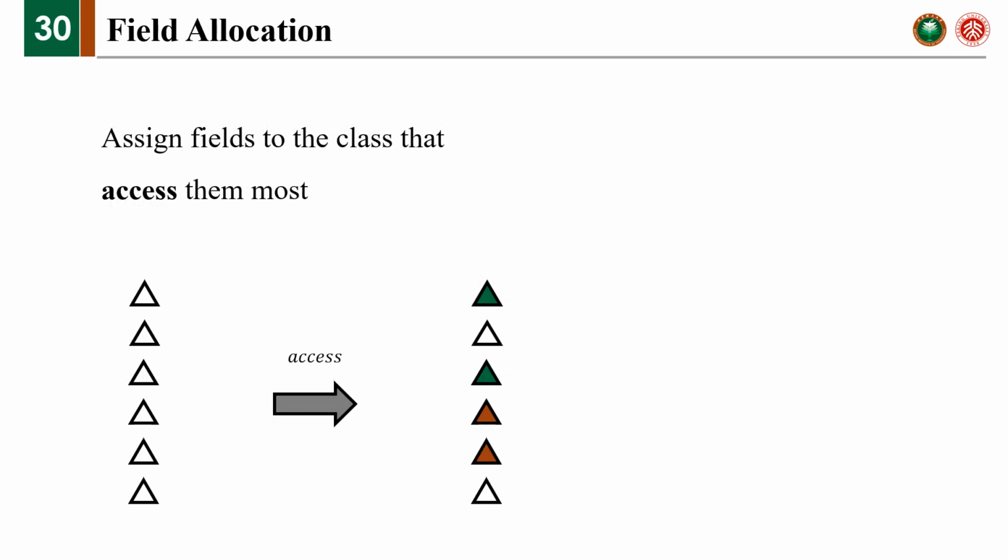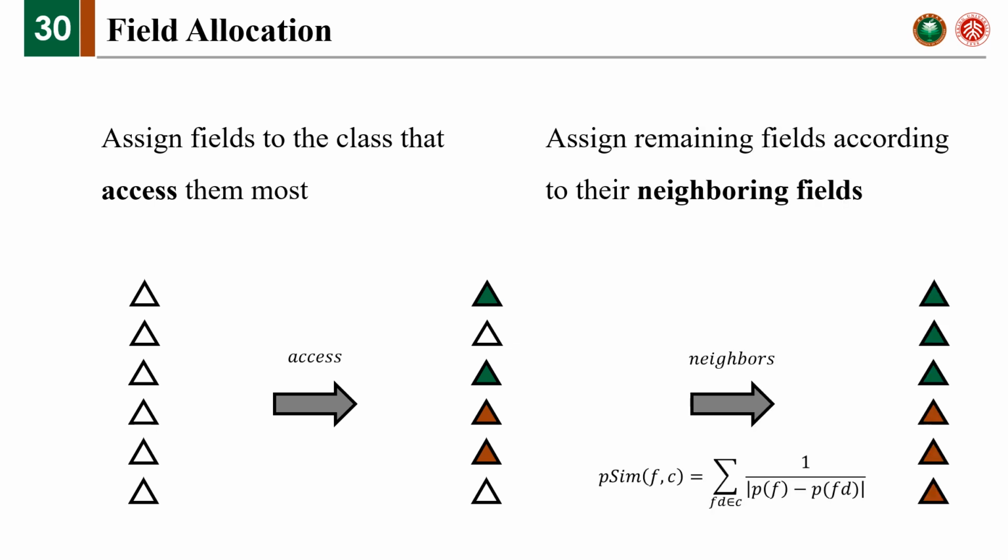We allocate fields to the new classes based on access at last. We first count field access statements and methods and allocate each field to the most accessed new class. Some fields may not be accessed by any new class or have equal access times. We leave them to the second step, which assigns them according to their neighboring fields. To this end, we get the final refactoring solution.